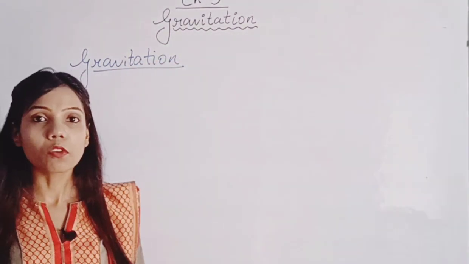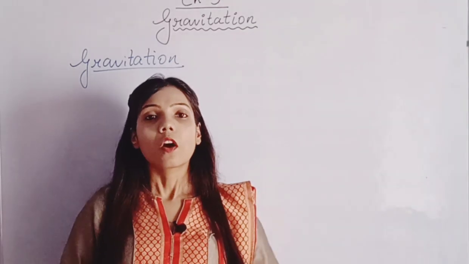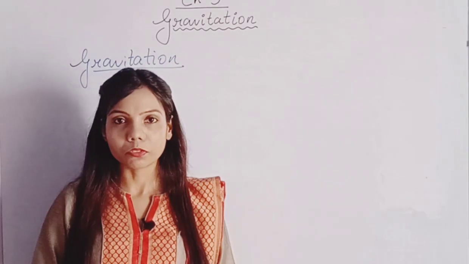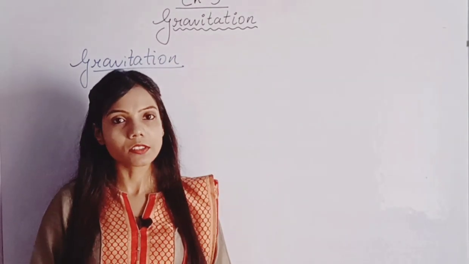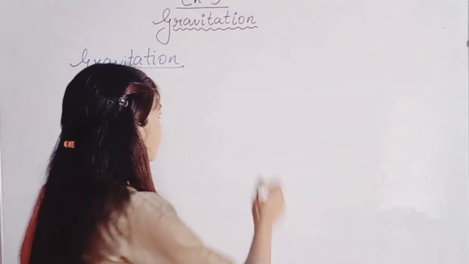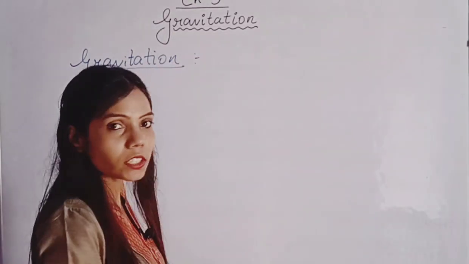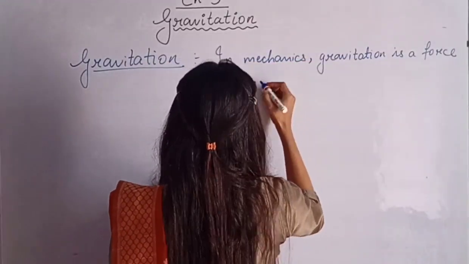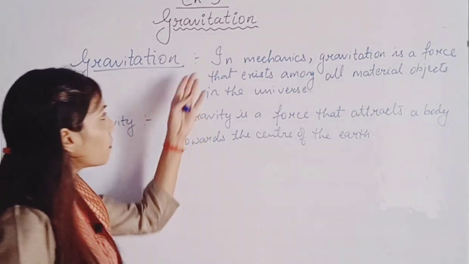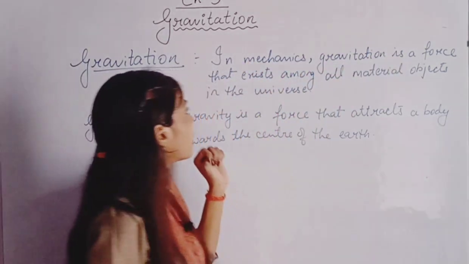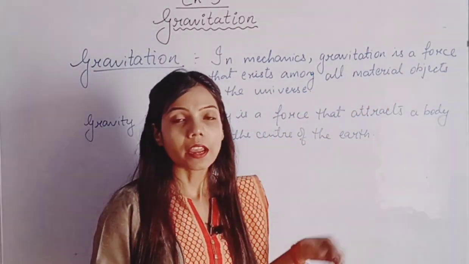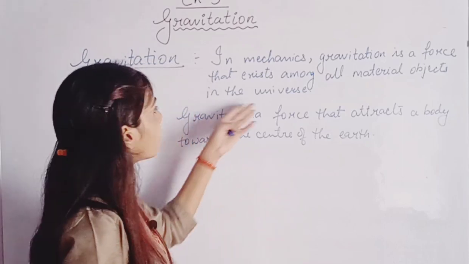Gravitation is defined as the force which is exerted by the earth on every object which is lying on its surface, and this is always an attractive force due to which any object on the surface of the earth gets attracted towards its center. So let us define gravitation. In mechanics, gravitation is a force that exists among all the material objects. By material objects I mean any object having some mass in the universe.